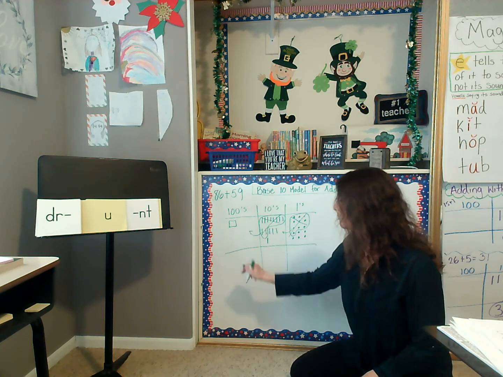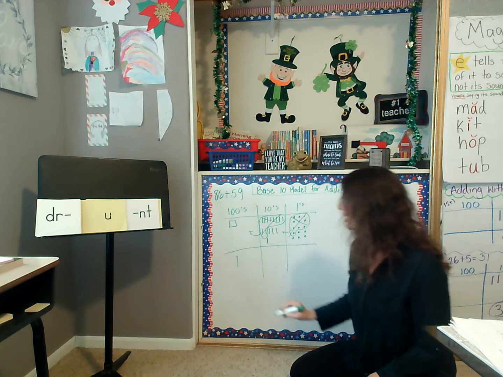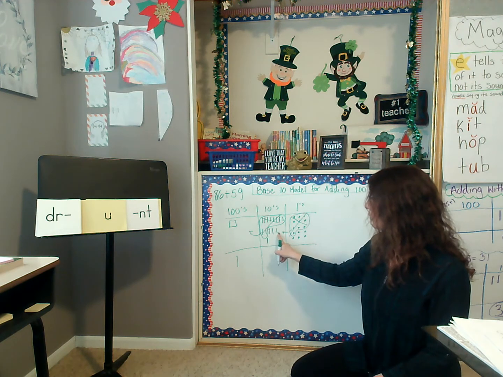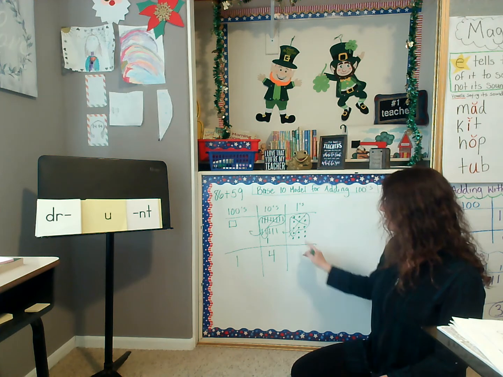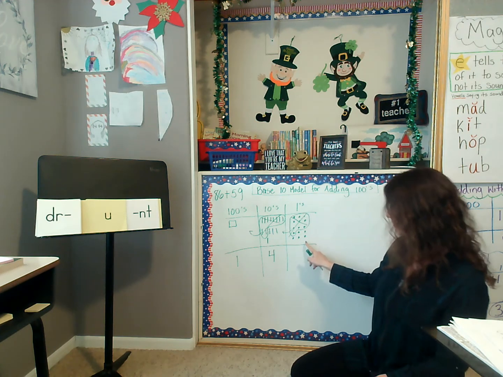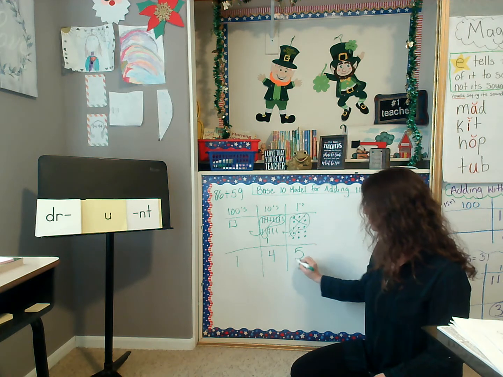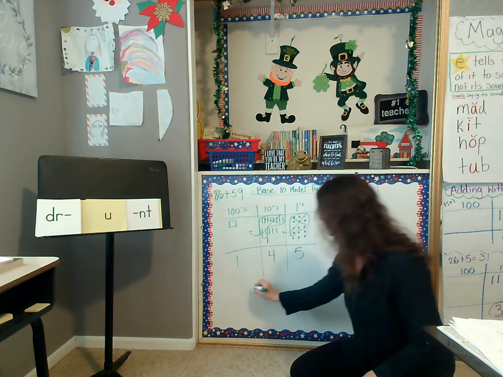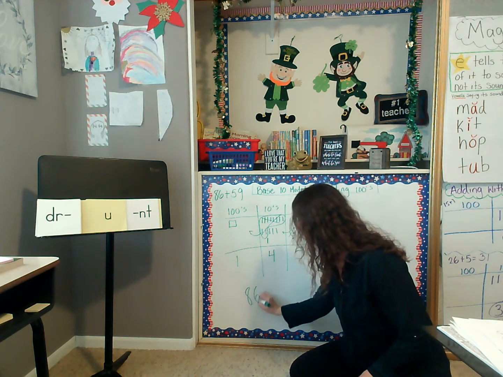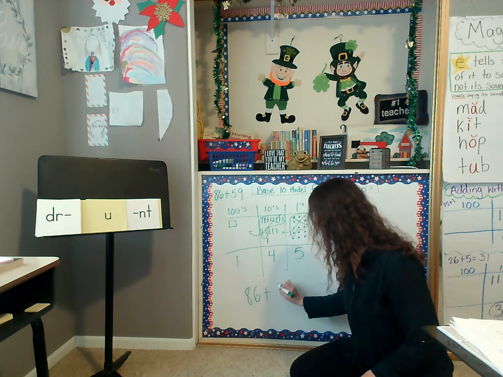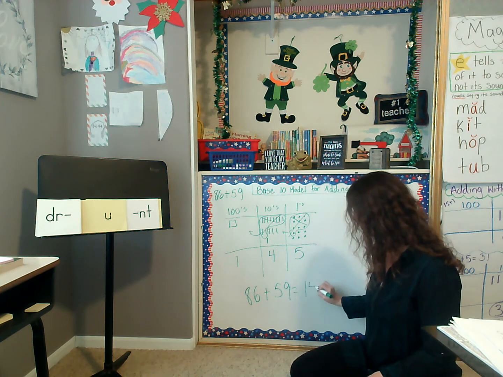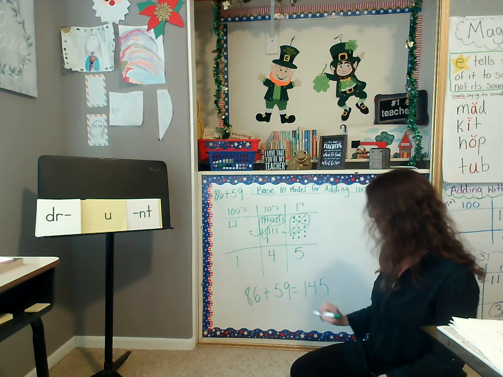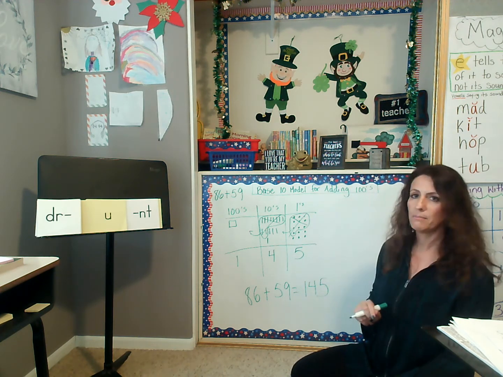So we have 100 flat, write 1 down. We have 1, 2, 3, 4 tens left. And we have 1, 2, 3, 4, 5 ones. So 86 plus 59 equals 145. And we did this using base 10 model for adding.